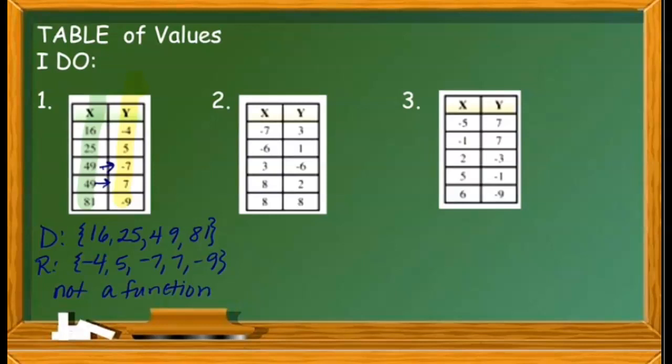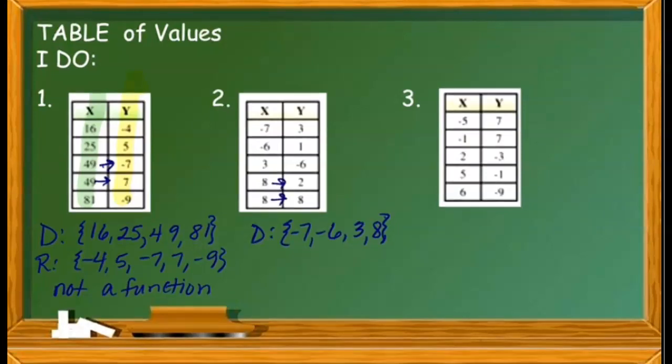Number 2. Our domain, again, our x values, and pay attention to whether or not your x values repeat. So -7, -6, 3, 8, and 8. Oh, well, I don't want to repeat that, so I'm going to stop. So again, right there, I just repeated myself, so this again is not a function. Okay, I'm going to go ahead and state my ranges. So those are my y values: 3, 1, -6, 2, 8.